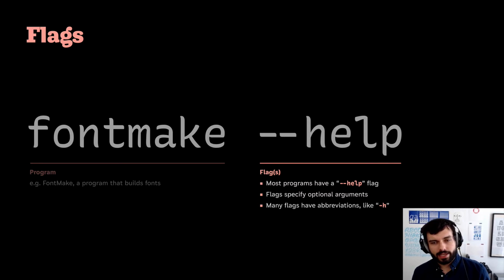But flags, we just looked at --help, and that's an example of a flag. It's kind of an optional thing that you can feed to a program. Often you'll add an additional argument after a flag, and then often flags will have abbreviations. So like just a single dash, and then usually the first letter or some similar letter.